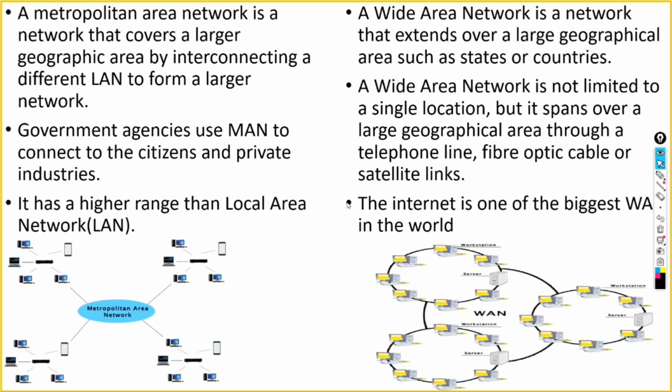A wide area network is a network that extends over a large geographical area, such as states or countries. A wide area network is not limited to a single location, and the best example you can say is your internet. The internet is one of the biggest WANs in the world. So I believe these things are much clearer to you: what is LAN, what is MAN, what is WAN?